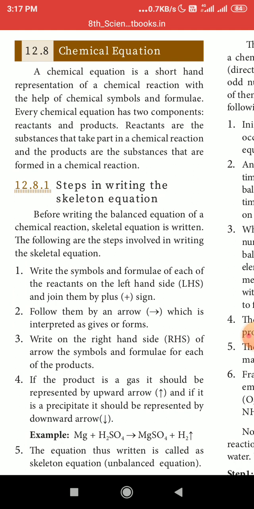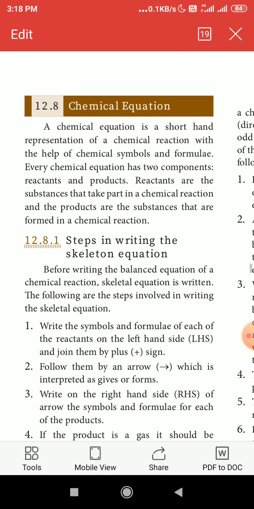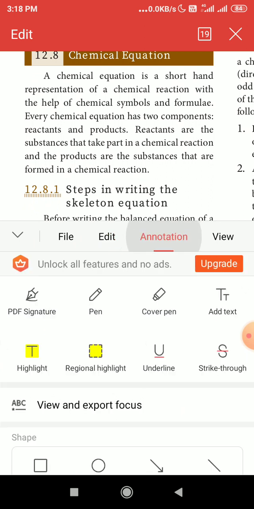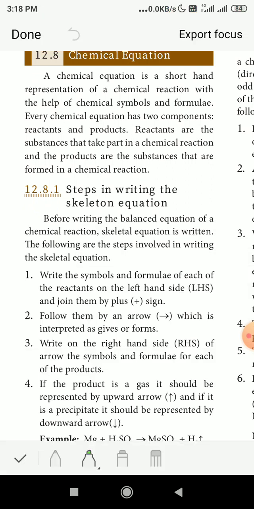To represent a chemical reaction we have to write the names of the elements in short form, and accordingly show them in reaction form so that it will be easy for everybody to understand that reaction. A chemical equation is a shorthand representation of a chemical reaction with the help of chemical symbols and formulae. With the chemical symbols and formulae we can understand the chemical equation.